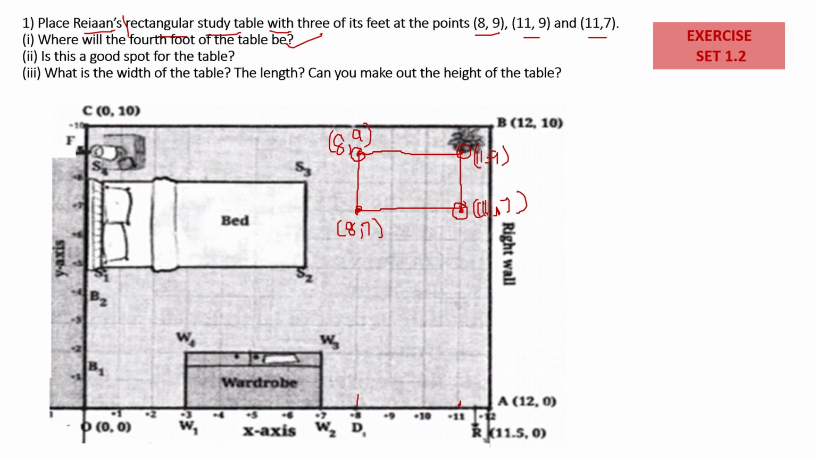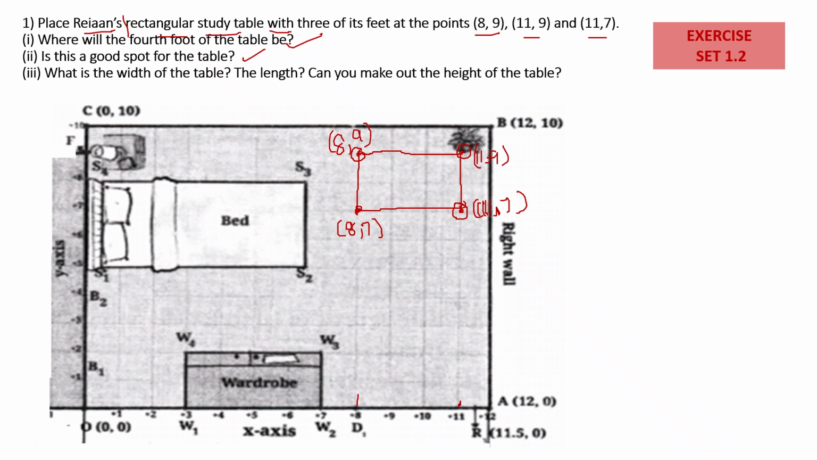And the second question is: is this a good spot for the table? So we'll check, is there any disturbance in the room? No. Yeah, this is a good spot. It is not near the door or near the wardrobe or anything. So it is not causing any disturbance in the room. So yes, this is a good spot for the table, I can say.